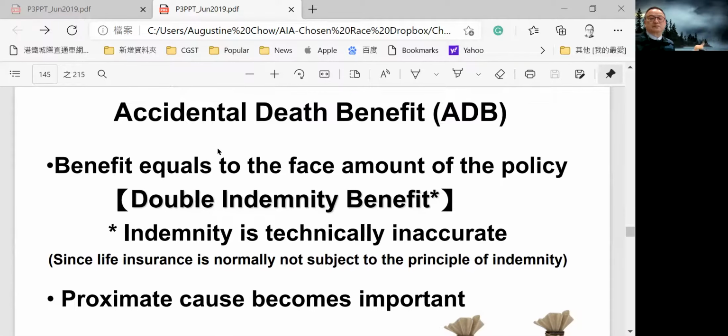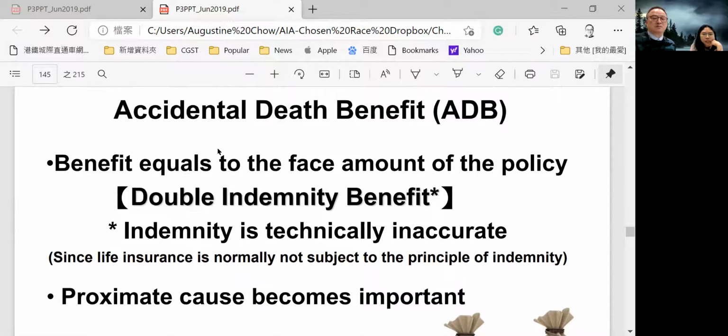Yeah, maybe in the personal accident, you lost an arm and a leg. Or in the critical illness. You pay twice more. But it has to cover the same amount, same target. Benefits include a face amount.